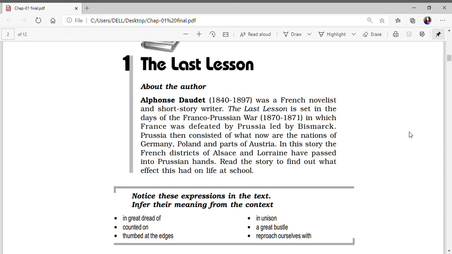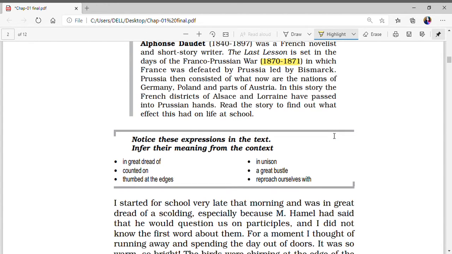The Last Lesson is set in the days of the Franco-Prussian war, which was held in 1870 to 1871. I shall highlight this date for you, because it's important. What happened was, in this time, France got defeated by Prussia, and Prussia was then led by Bismarck. Prussia then consisted of nations of Germany, Poland, and parts of Austria. In this story, the French districts of Alsace and Lorraine have passed into Prussian hands. Here it says, read the story to find out what effect this had on life at school.